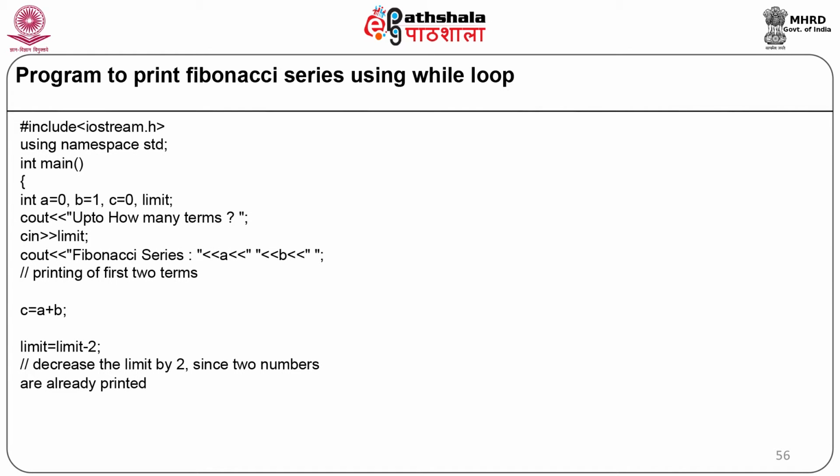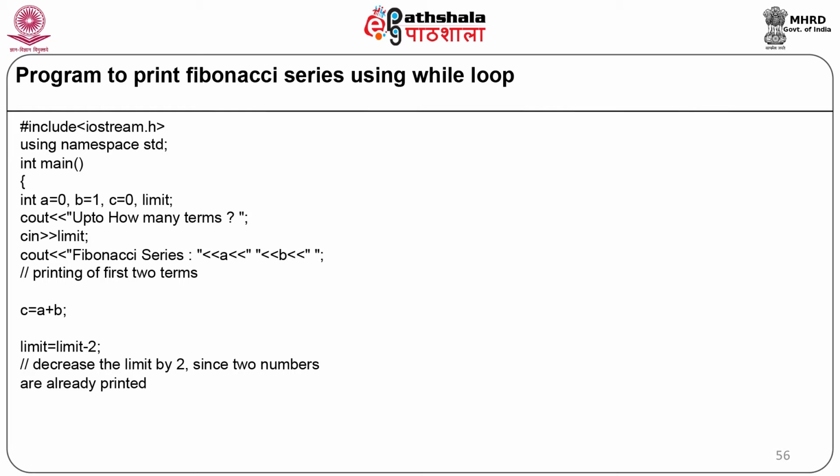Our variables will be a equal to 0, b equal to 1, c equal to 0 and limit. We are displaying the message to the user, how many terms the user wants. We are taking the input as cin limit, and outputting the message as Fibonacci series, a and b. A and b are basically 0 and 1, the first two terms that we are displaying on the screen as they are.